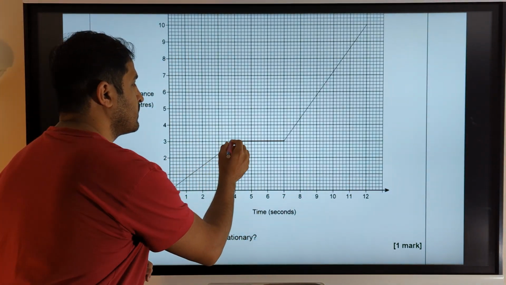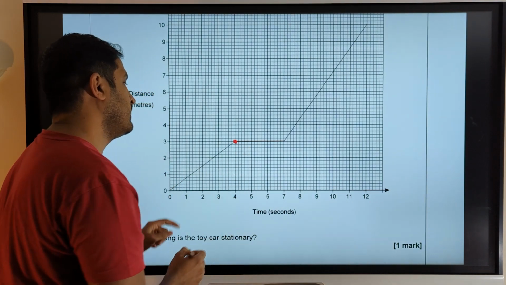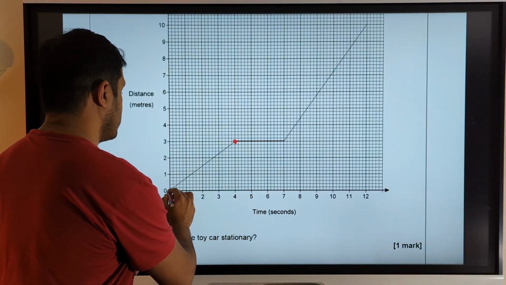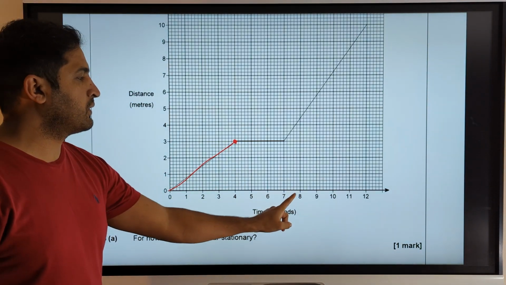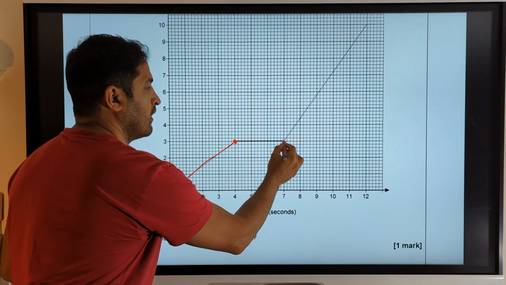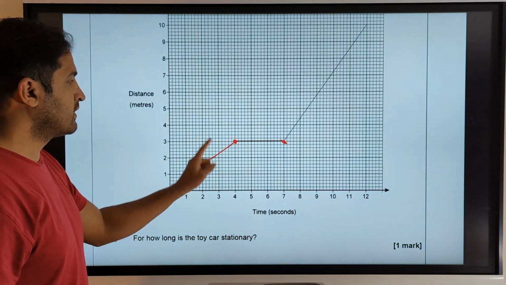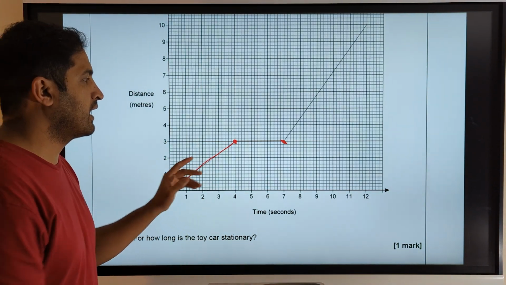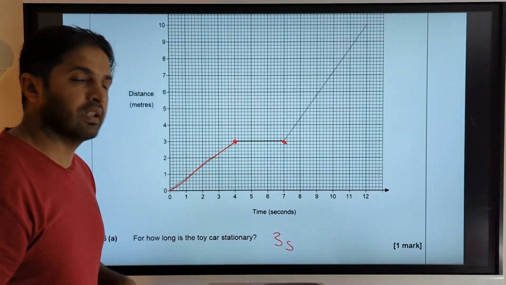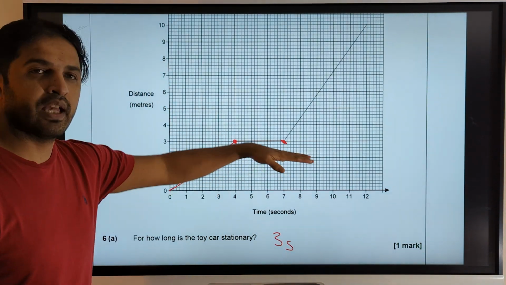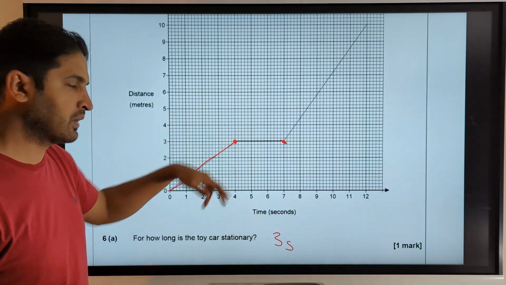So have a look at this one here. If you can't see the graph properly, that's the point there. The line runs nicely up to that point, and from 4 seconds to 7 seconds, your distance remains 3 meters. That's 3 meters away from wherever it started, okay? 4 to 7, so it was stationary for 3 seconds. Okay, it didn't move for those 3 seconds, that flat line. Distance didn't go up, okay?